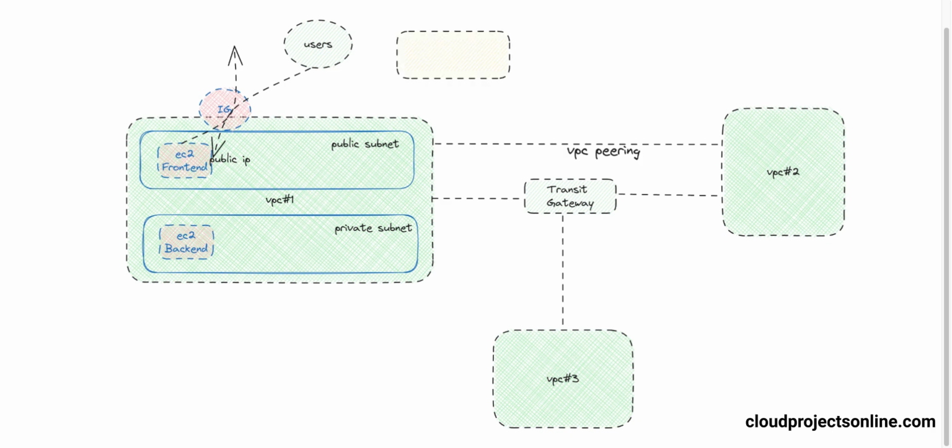Now there might be some cases where the backend applications need to go and download some operating system patches or some software upgrade. In that case, you leverage something called a NAT gateway. So a NAT gateway basically enables the private subnet instances to go out and access the internet.